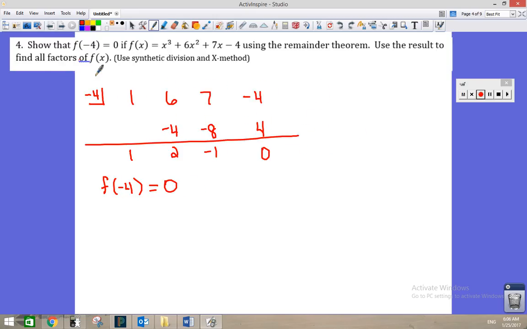So here in number 4, I'm going back to number 4 because it says to use the result to factor. All right, so what does this mean if this is 0? It means that we can rewrite f of x. Sorry about that. And if -4 is a 0 of the function, remember that in factored form we write it as x plus 4.